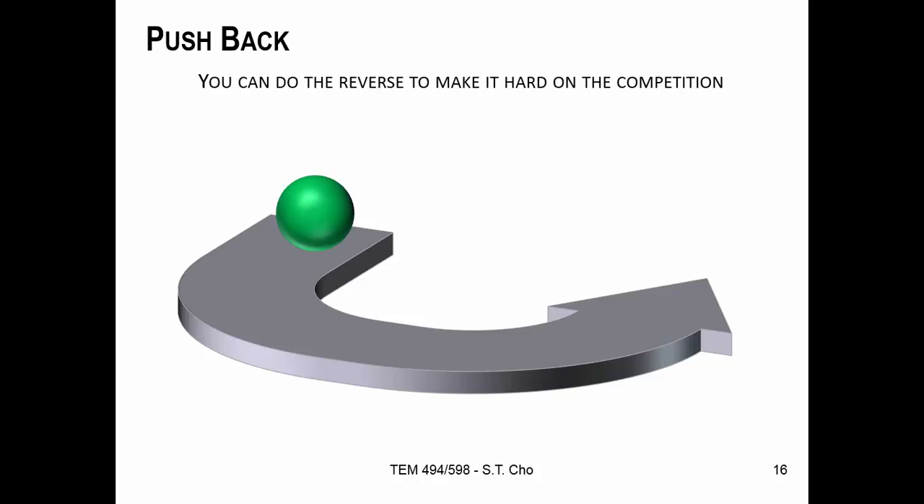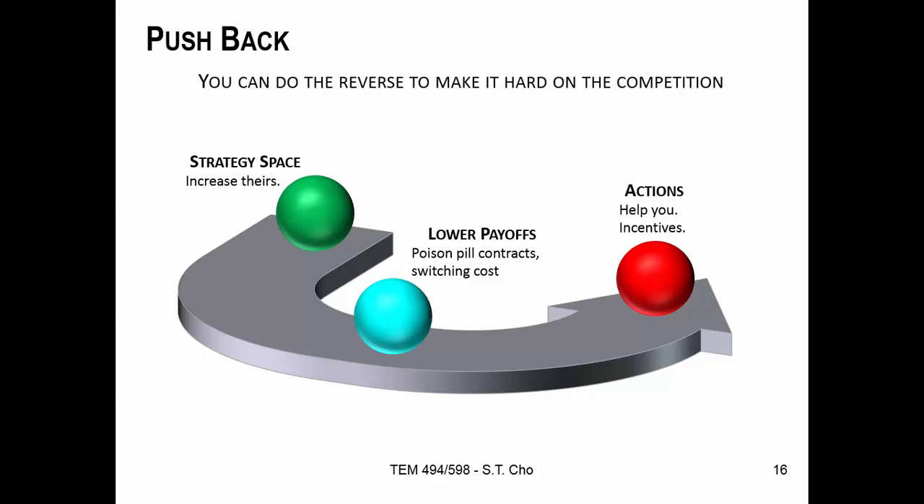So what are the types of things we can do to change the odds in a game if we don't like them? If I can do things to increase their number of options and make their strategy space more complex, I'm going to do it. Because all decisions are eventually going to come down to time, and I could do it more quickly than they are. Create lower payoffs, like poison pill contracts. That's why they institute them.